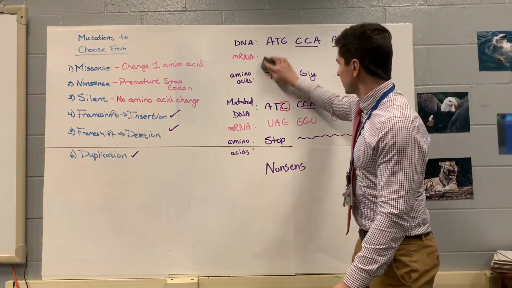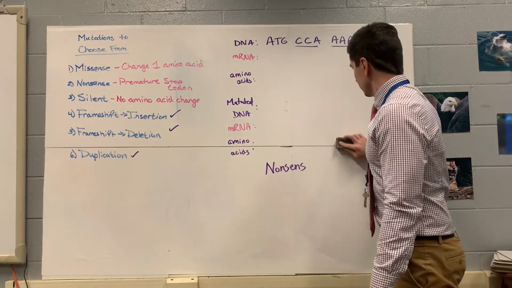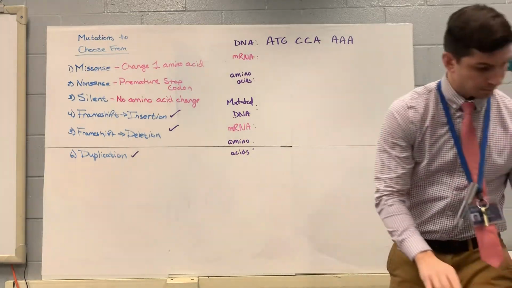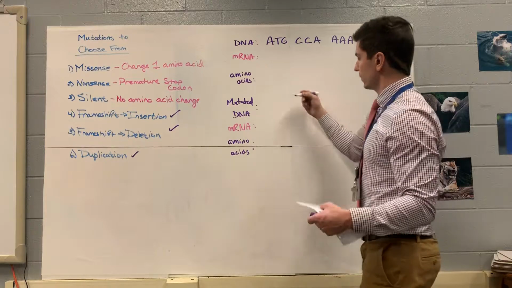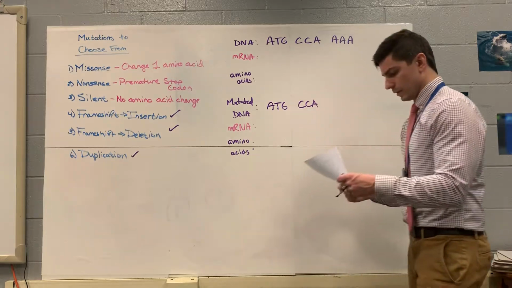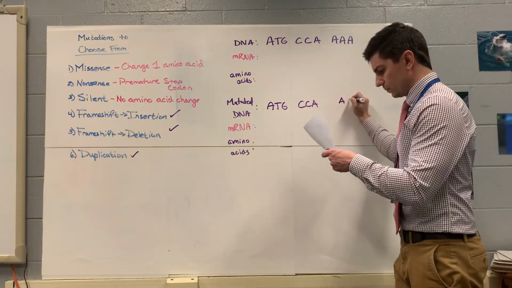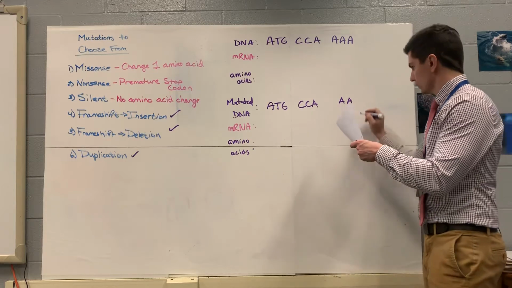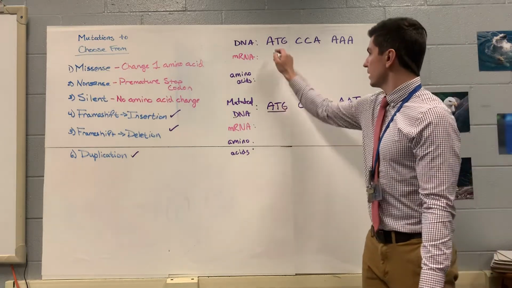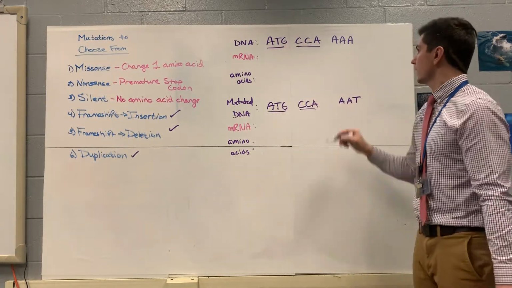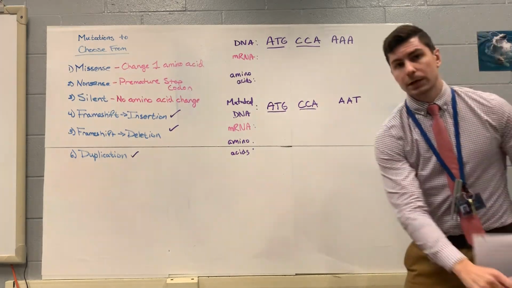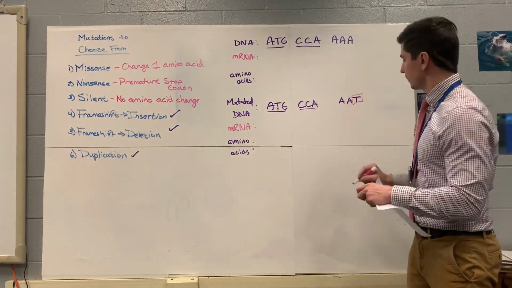Last one we have to do is missense. So let me erase all this one more time. Okay. So what I'm going to do here is keep the first one the same, ATG. We'll go with CCA there, and then we're going to go with A, and let's go with T. Okay? So I kept the first one the same, everything's good there. I kept the second one the same, everything's good there. We got the A, but here is our mutation right at the end. Instead of it being an A, it now went to a T.